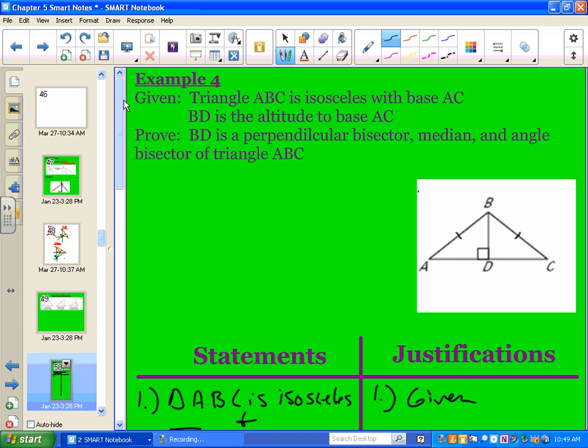Keep in mind, we need to prove BD to be a perpendicular bisector, a median, and an angle bisector. We know that AB is congruent to BC. What else do we know now? Nicole? No, we don't know B is a midpoint because this isn't a straight line. Kellen? BD is congruent to BD.